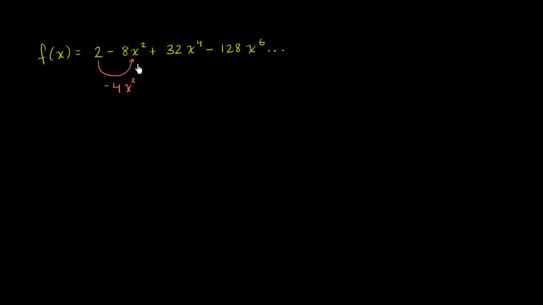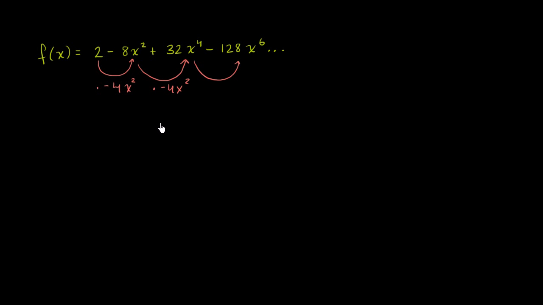Well, to go from negative 8x squared to positive 32x to the 4th, once again, we multiplied by negative 4x squared. So each time we're multiplying by negative 4x squared. We do it again right over here. So it looks pretty clear that our common ratio is negative 4x squared.